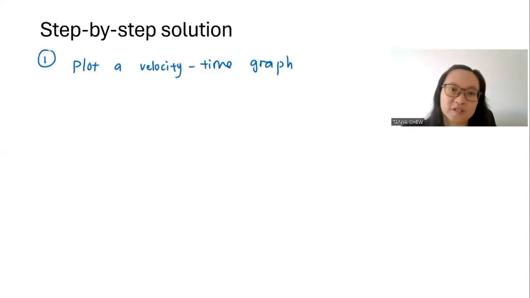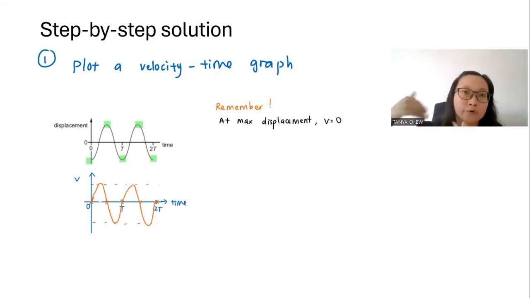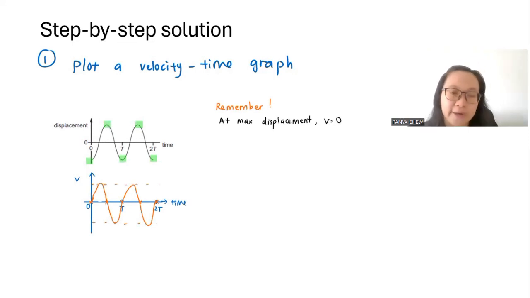You have to plot the velocity time graph. How do you plot the velocity time graph? You have to relate. Remember, this is a displacement time graph. To plot the velocity time graph, recall your straight line equation, right? Velocity time graph can be calculated from the gradient of the displacement time graph. But I want to teach you the simplest, fastest method in getting the answer.